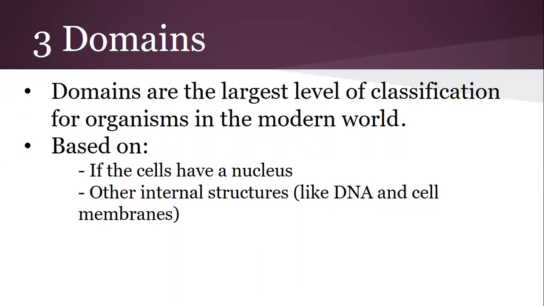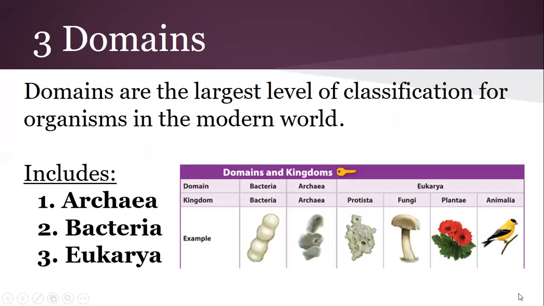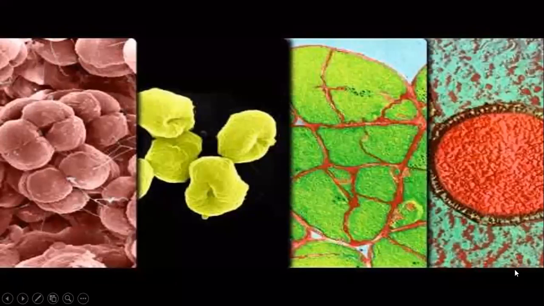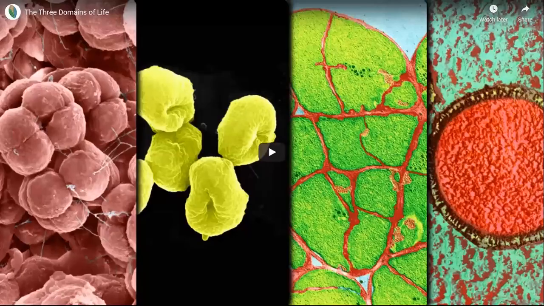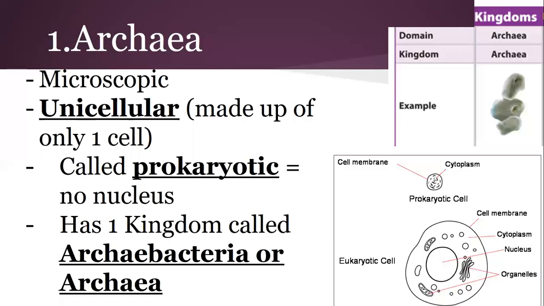As we look into the domains, whether or not the cell has a nucleus and what kind of internal structures it has are going to determine which of the 3 domains that organism falls into. The domains are Archaea, Bacteria, and Eukarya. Here are some pictures of some single cells that fall into each of the categories. There's a video under this link, and I'll put the actual URL so that you can take a look at the 3 domains of life after you finish this PowerPoint.